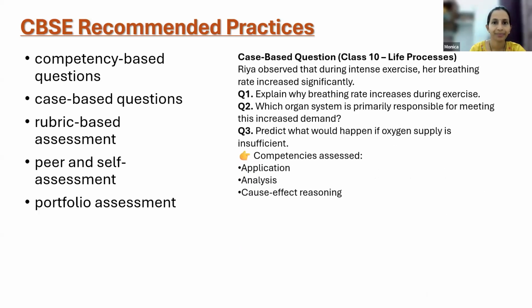Okay. So this is one case-based question, an example. So here, based upon the respiratory condition, explain why breathing rate increases during exercise, and which organ system is primarily responsible for meeting this increased demand. Okay, so here in this question, you can see there is application, analysis, and cause-effect reasoning also, right?